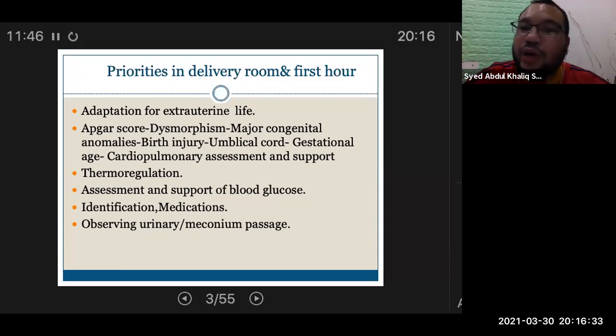We assess thermoregulation. We need to make sure that the baby is normothermic, that the thermoregulation is normal. We make sure the blood sugar is okay, and then we look for passage of urine and meconium. But some babies pass meconium and urine around 24 hours of life.